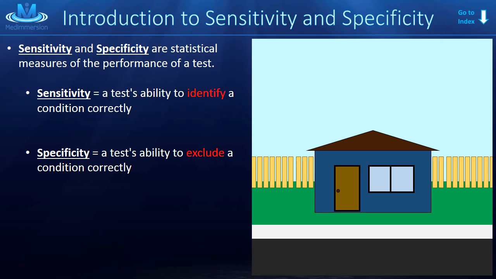They are high-yield topics. Sensitivity is a test's ability to identify a condition correctly, and specificity is a test's ability to exclude a condition correctly. So what does that mean? Well, let me tell it to you the way it was taught to me. And I kind of learned it through a story kind of like this one.